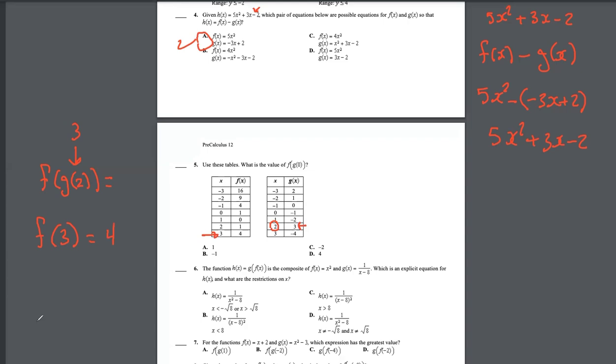Okay. So now do f of g of 0 for me, please, and tell me what the answer is.